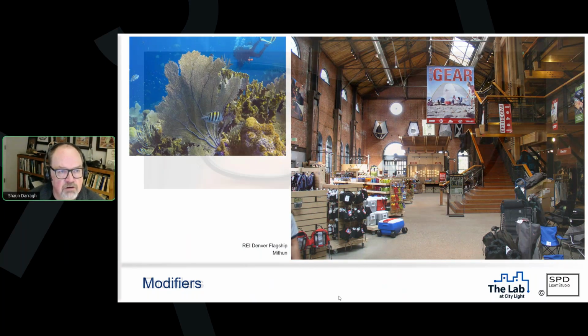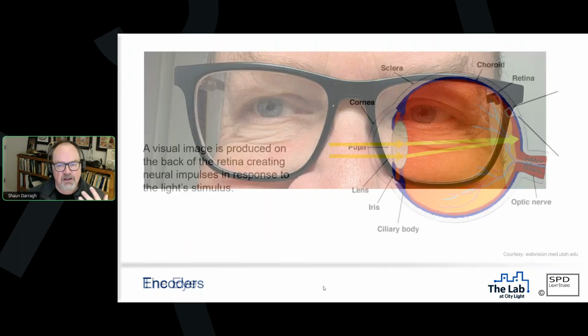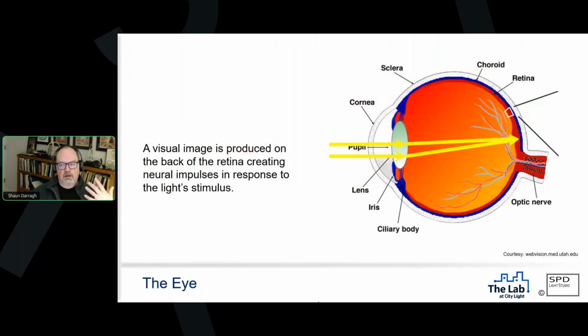Now, the encoders, it's just our eyes, right? It's just the light coming back in. And we think of the eye kind of mechanistically as a camera, and that's reasonable, right? The eye is basically a vision producing organ. Light gets directed back to a point on the retina called the fovea. And from there, an image is formed and runs through the optic nerve back to our brain to be processed.